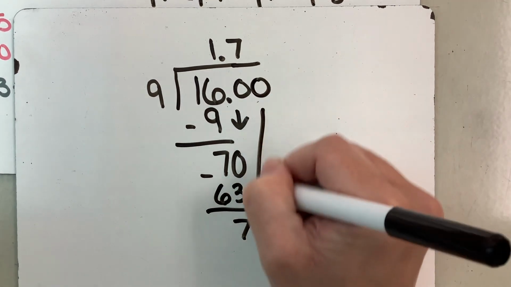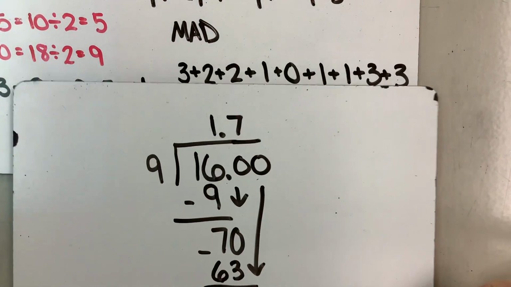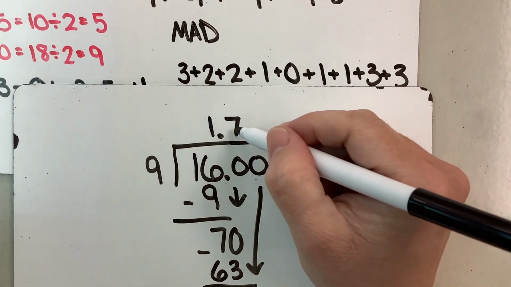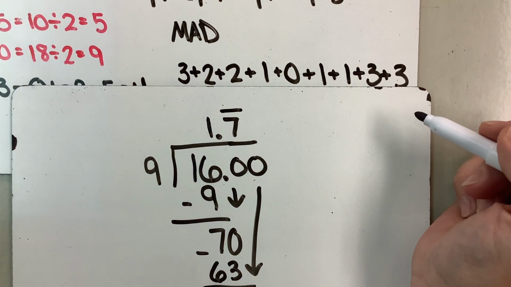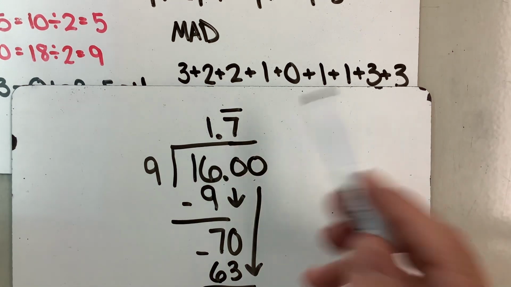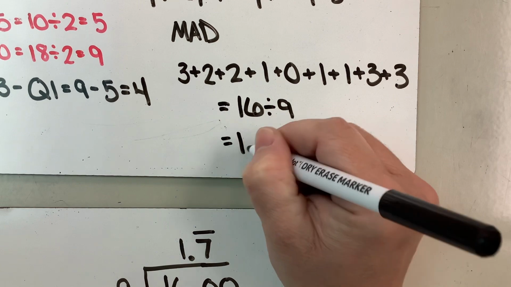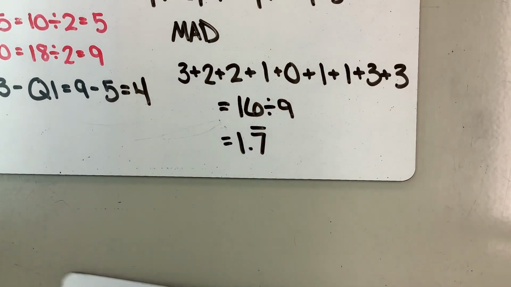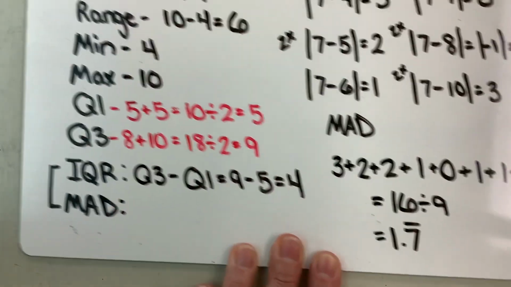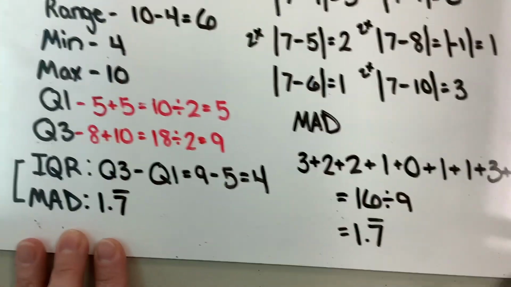So when we add another 0, we can see it's just going to continue on and on. What it means is your 7 is being repeated. It is a repeating decimal. So your MAD is 1.7 repeating. And that is another measure of variability. But it definitely takes more time.